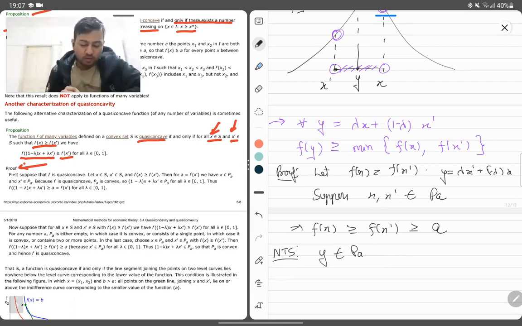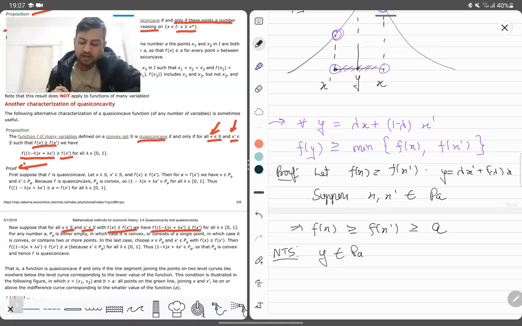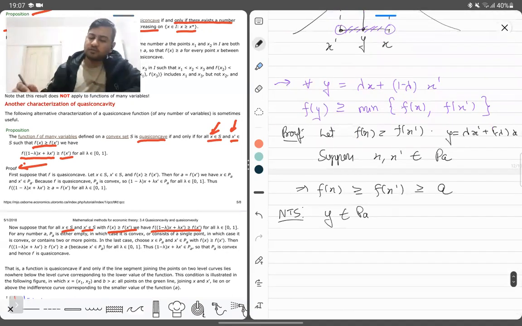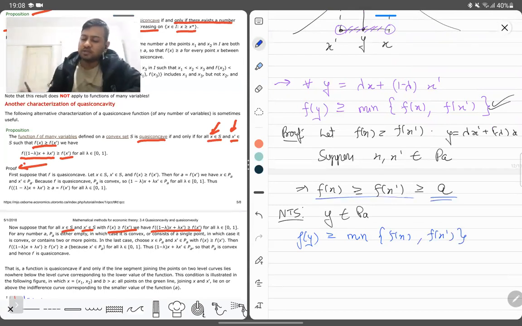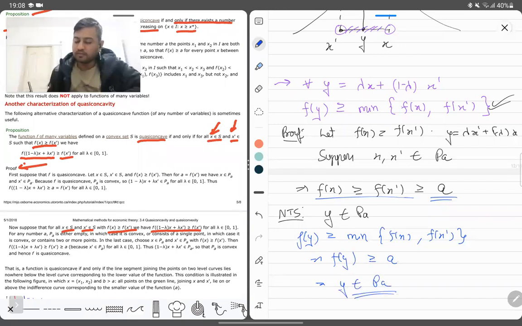So how do I go about it? Now suppose that for all x and x prime, f of x greater than this thing, we have f of 1 minus lambda x plus lambda x prime is greater than or equal to f of x prime. So this property is satisfied basically. What it's saying is this property is satisfied. So if this property is satisfied, this implies that f of y should be greater than or equal to min of f of x comma f of x prime. Now both these numbers are greater than or equal to a. So this implies f of y is also greater than or equal to a, which implies y also belongs to P of a. So बहुत simple two line के proofs है सारे.